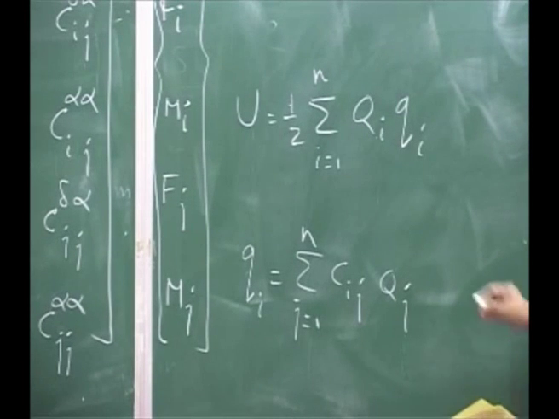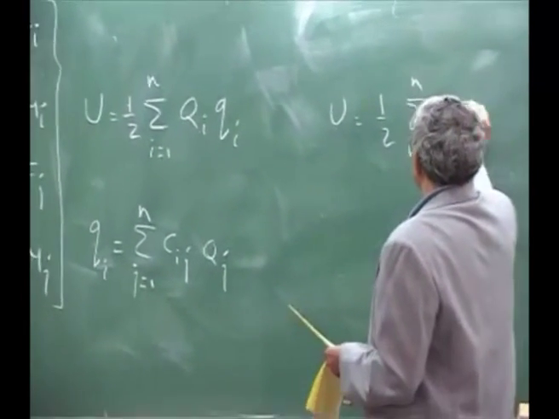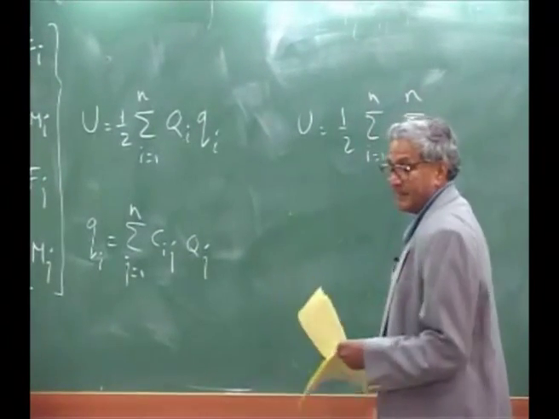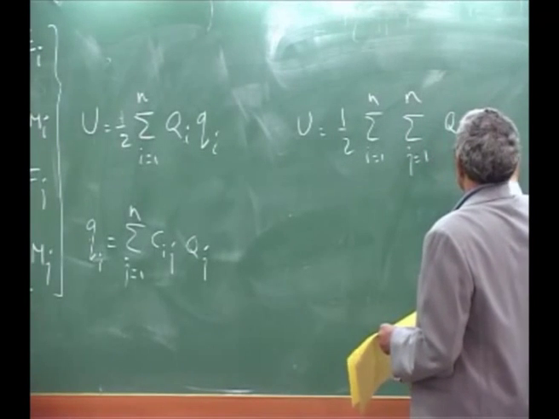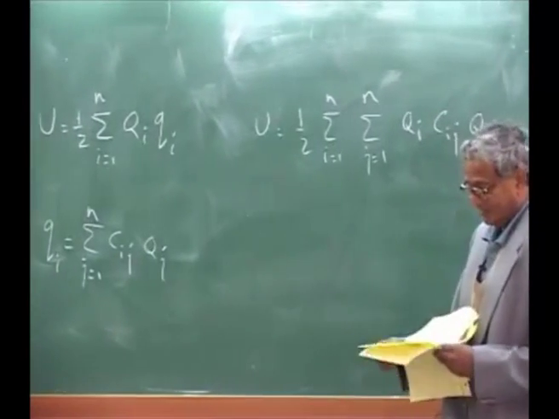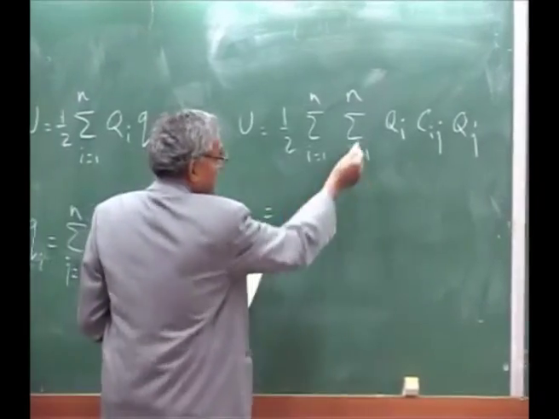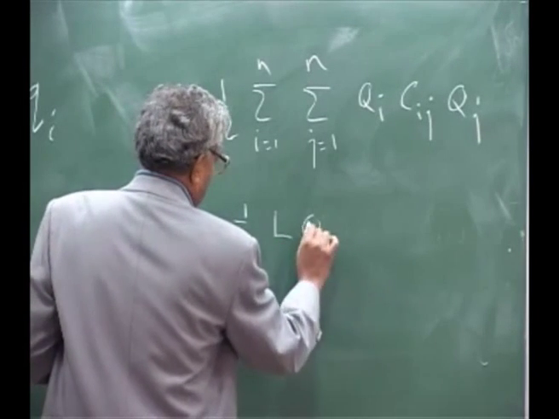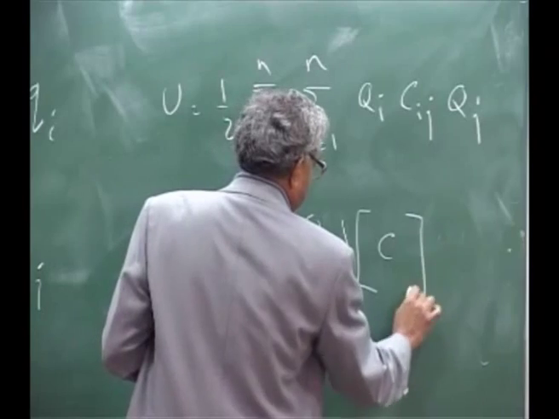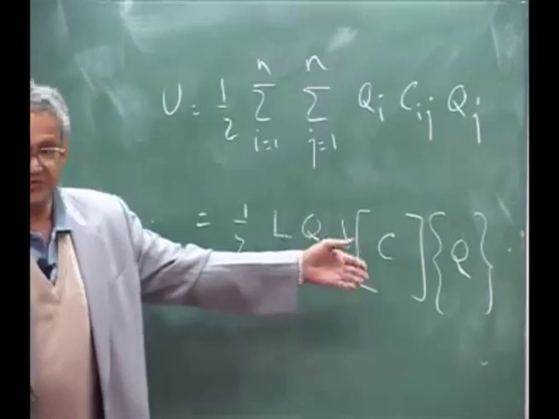Okay. I can write my strain energy expression as U = 1/2 summation i running from 1 to n, summation j running from 1 to n, Qi Cij Qj. Okay. And this itself can be written in matrix form as 1/2 Q C Q, or you can say Q transpose C Q.